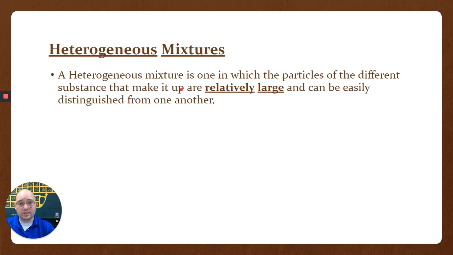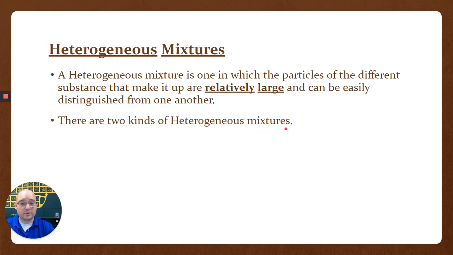Like salsa, you can look at salsa and see all the different parts. A salad, you can look at a salad and see all the different parts. They're easily distinguished from one another. If you have sand mixed with water, so you have dirty water, you can look at it, and even though the sand particles are small, you can still see the sand particles different from the water particles. So that's a heterogeneous mixture.